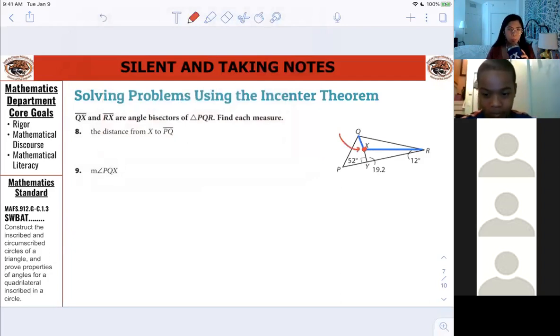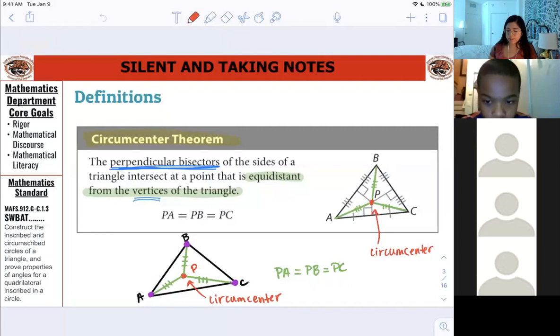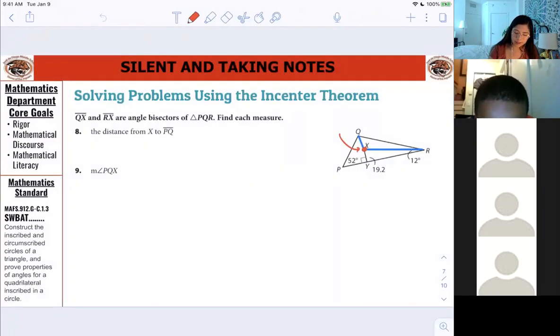Carla said the circumcenter. Close, but you're thinking of the wrong one. This would be the circumcenter, so it's the other one. It's the in-center. Okay.